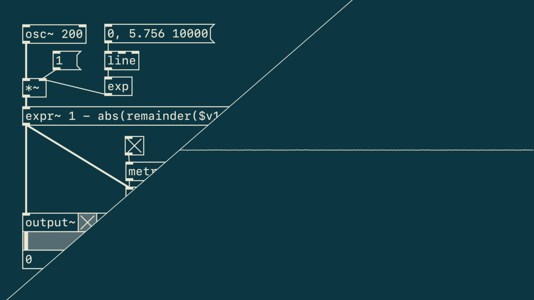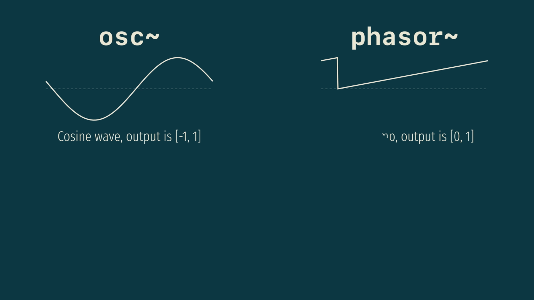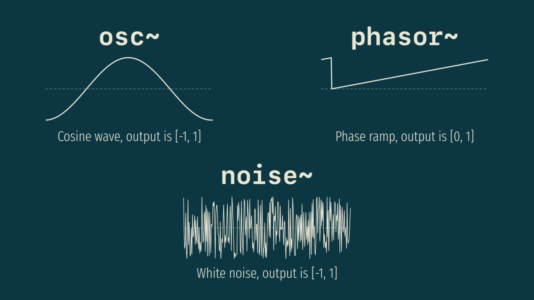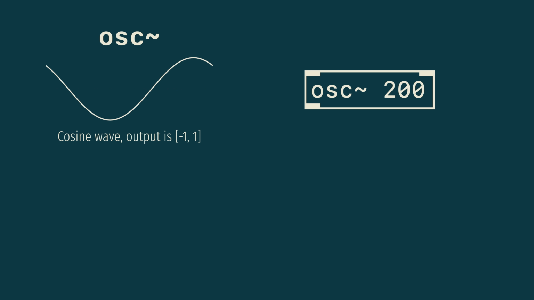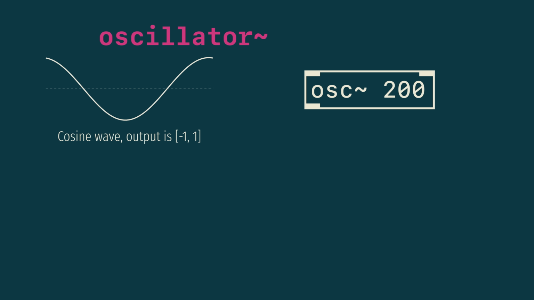Here's how it works. First, it makes a wave. Pure Data offers 3 wave shapes: a cosine wave, a phase ramp, and white noise. Triangle and pulse waves are too fancy. I used osc~ 200, a cosine wave at 200 Hz. OSC is short for oscillator, and the tilde means it's handling audio signals.